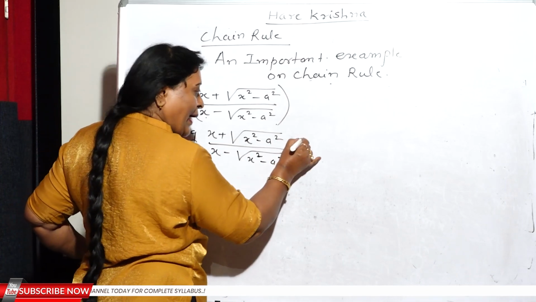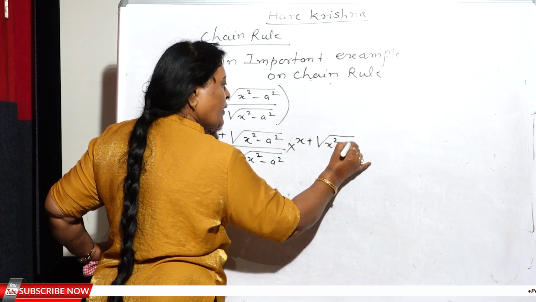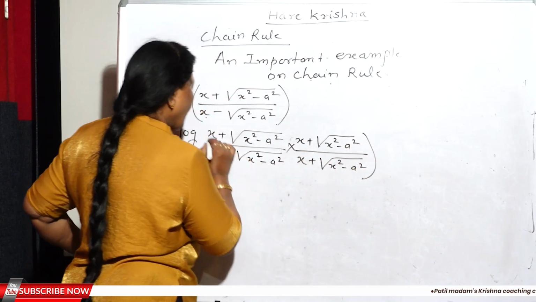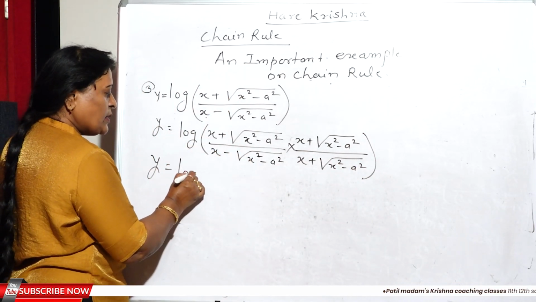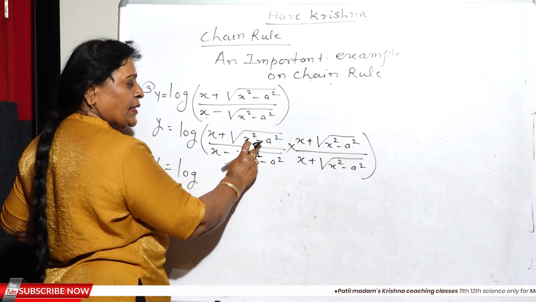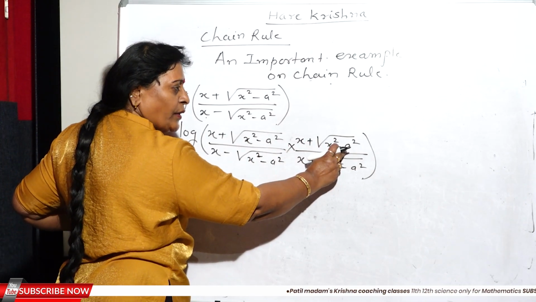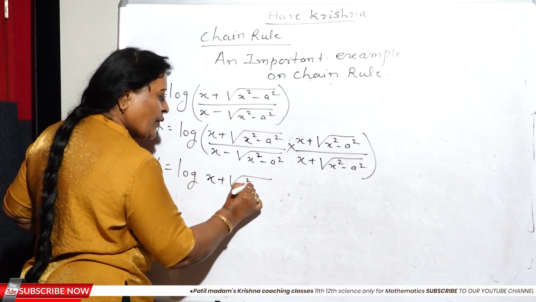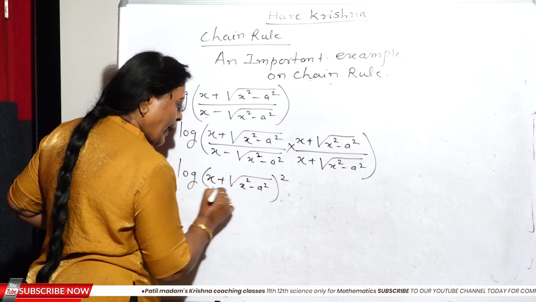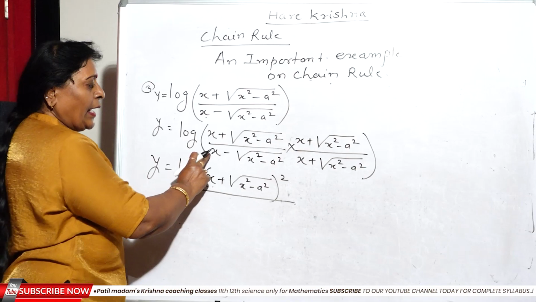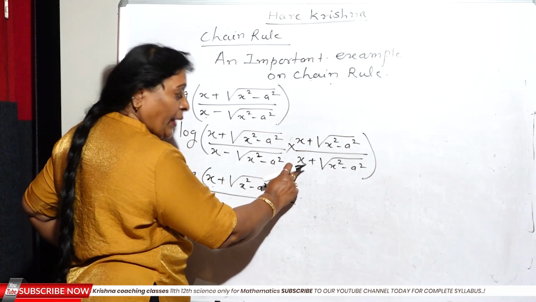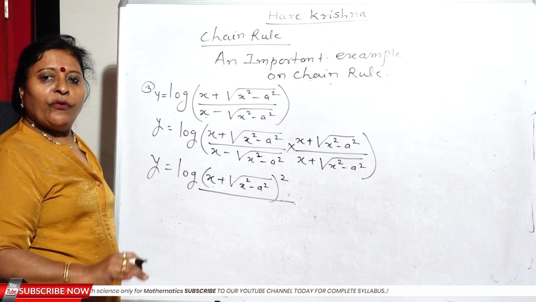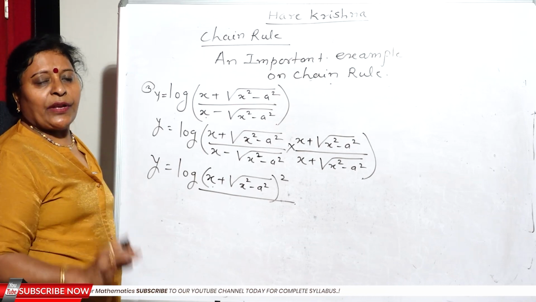So multiply with x plus root of x square minus a square divided by x plus root of x square minus a square. Now again, if you observe this, y is equal to log of, see here, x plus root of x square minus a square, x plus root of x square minus a square, same term, x into x, x square. In the same way, x plus root of x square minus a square whole square. And in the denominator, again if you observe this, x minus root of x square minus a square, x plus root of x square minus a square. This is just like a minus b, a plus b. Then what you have to do? Square of the first term minus the square of the second term.